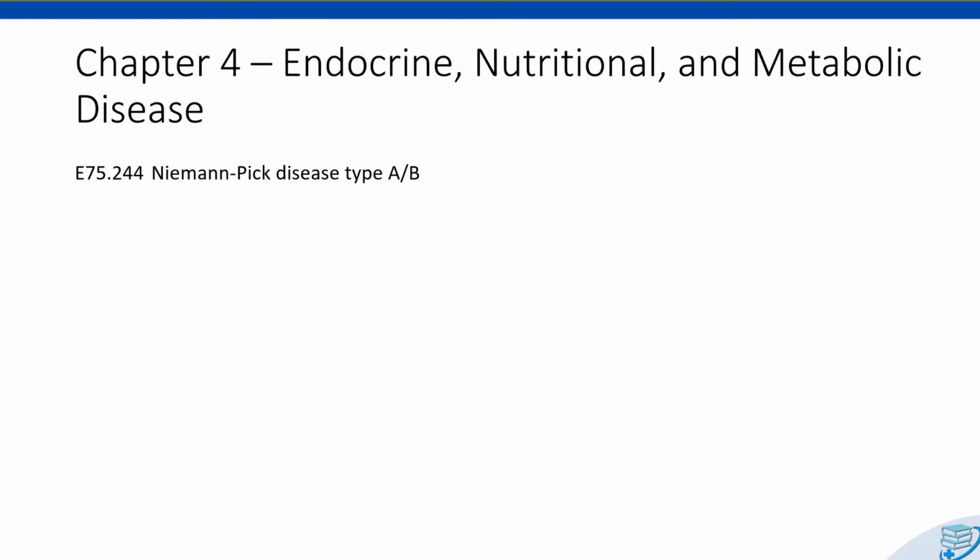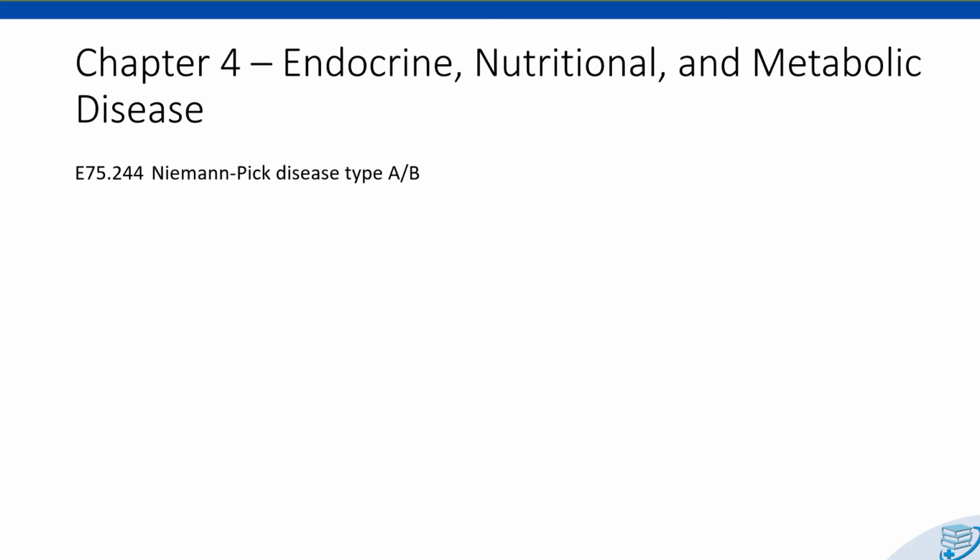Chapter 4, we only saw 1 code update. So Niemann-Pick disease type AB. So it's a rare and potentially life-threatening lysosomal storage disorder. Previously in ICD-10-CM, providers would have to choose either A or B or an unspecified code. And essentially, in a way, they had to kind of misdiagnose patients because there wasn't a classification for type AB.